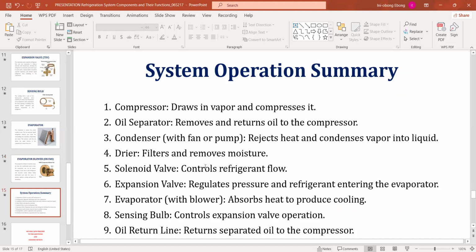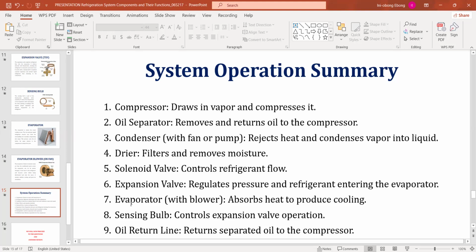So this is the system operation summary. Compressor draws in vapor and compresses it. Oil separator removes oil and returns it to the compressor. The condenser with fan or pump rejects heat and condenses vapor into liquid. Your filter dryer removes moisture and metal shavings from the liquid refrigerant. Solenoid control valve controls refrigerant flow.